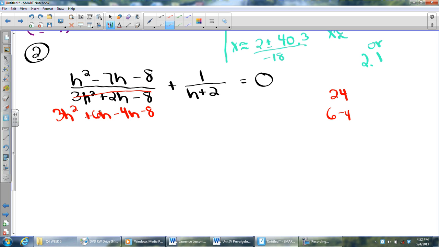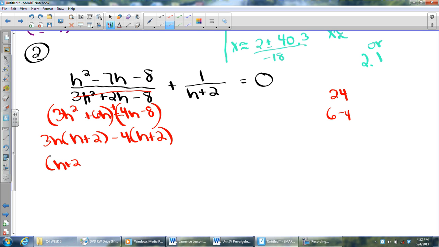Now I've got a little bit of factoring to do here. I'm going to group, right? Remembering that the 4 is negative, put a plus between the quantities. I'm going to pull out a 3h from the first quantity and get h plus 2. And I'm going to pull out a negative 4 from the second quantity and get an h plus 2. Looks like I have a common factor of h plus 2, and I'm going to get a 3h minus 4. And that is how that denominator is going to factor. Now I'll rewrite it in a second.